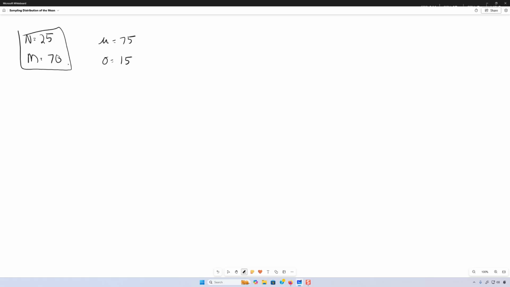How likely is it to get a sample of 70, sample size 25? So let's do that. Once again, z is the mean of the sample minus the mean of the population, over sigma divided by the square root of n. Here we have 70. Here we have 75. 15 over the square root of 25. Here I have negative 5. Here I have 15 over 5, which gives me 3. We get 1.67.